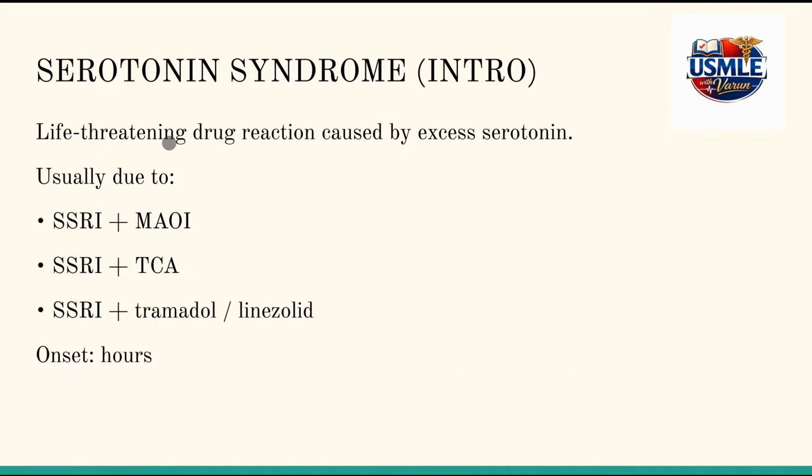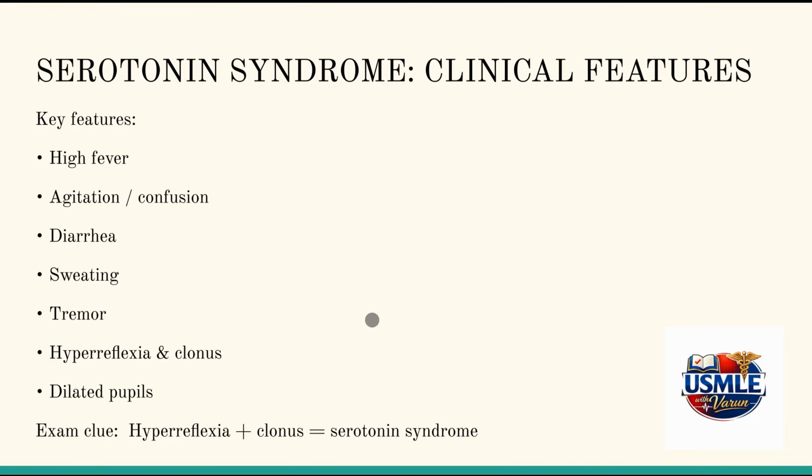Serotonin syndrome is a life-threatening condition due to excess serotonin, often from drug combinations like SSRIs, MAO inhibitors, TCAs, tramadol, linezolid. The onset of serotonin syndrome is in hours. Key clinical features of serotonin syndrome include high fever, agitation, diarrhea, sweating, tremor, hyperreflexia, clonus, and dilated pupils. So whenever you see something like hyperreflexia and clonus, you need to start thinking about the possibility of serotonin syndrome.